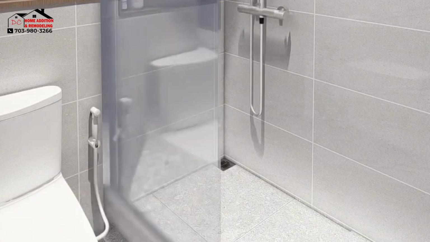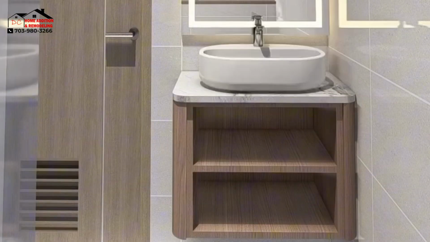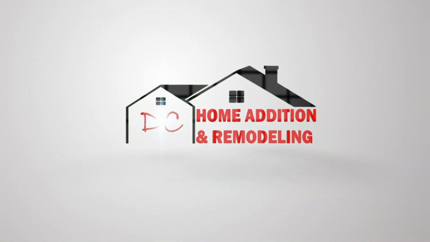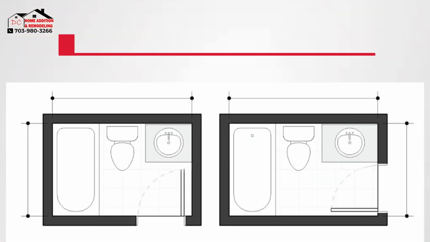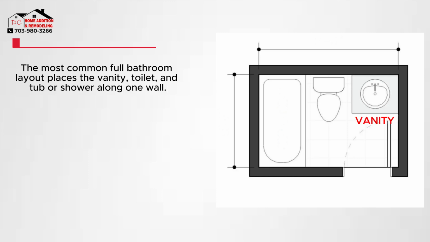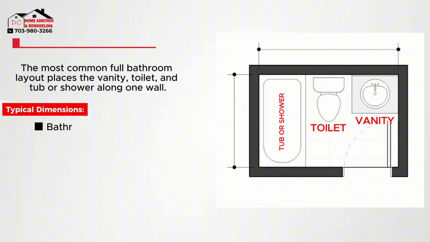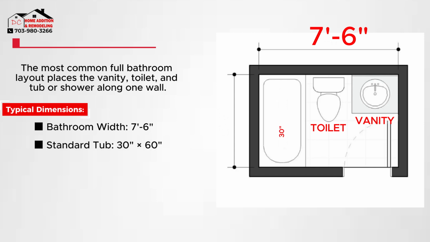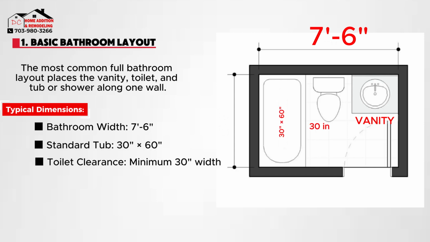Let's start with the most basic layouts and work our way up to larger custom designs. 1. Basic bathroom layout. The most common full bathroom layout places the vanity, toilet, and tub or shower along one wall. Typical dimensions: bathroom width, 7 feet 6 inches. Standard tub, 30 inches by 60 inches. Toilet clearance, minimum 30 inches width. Vanity, 30 inches wide. This compact arrangement efficiently fits all essential fixtures while maintaining comfortable circulation space.